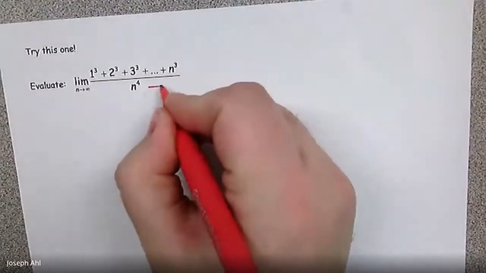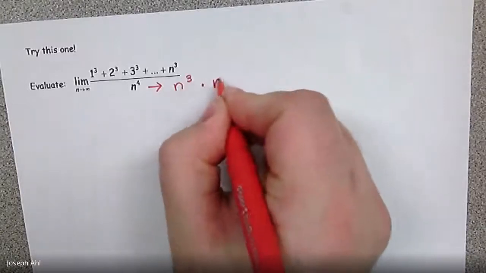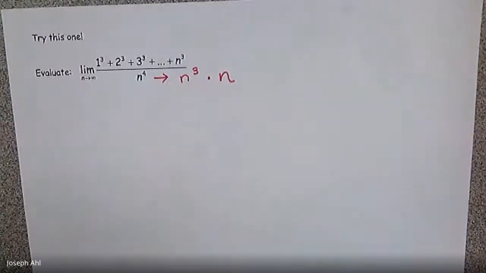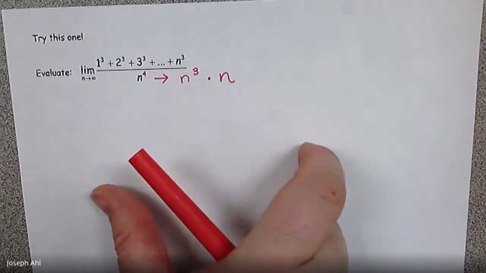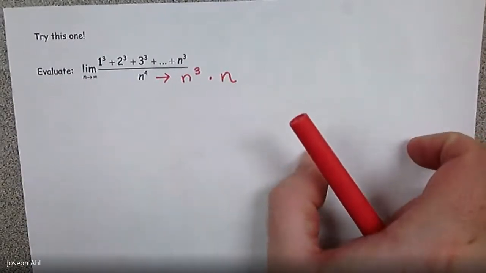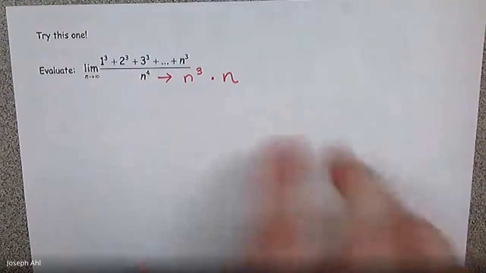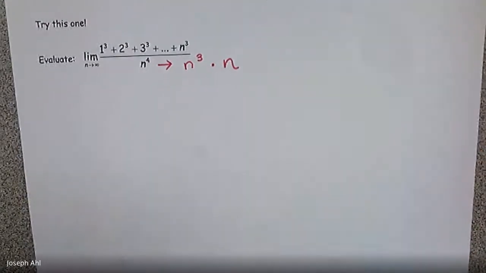You're going to break up n to the 4th into n cubed times n in the denominator. And then you can start breaking this apart and eventually determining a function to represent the sum of the heights times the width. If you're unsure about where to go from there, don't worry about it. We'll do that next time in class and get some more practice with that concept.